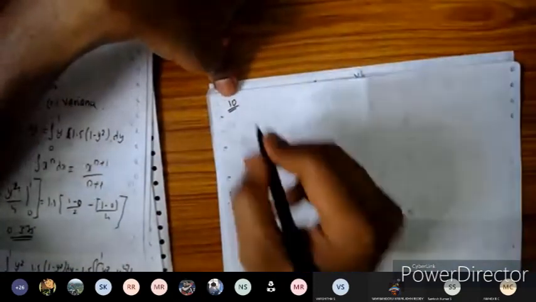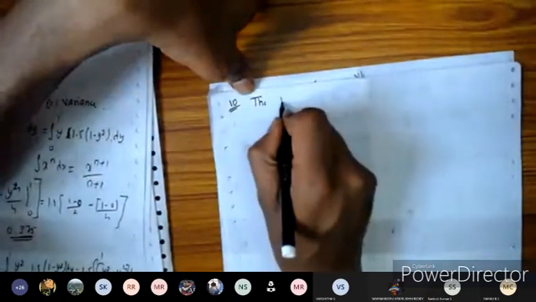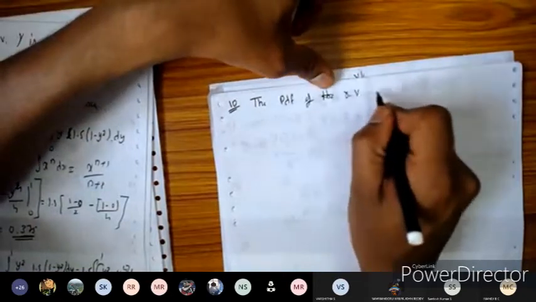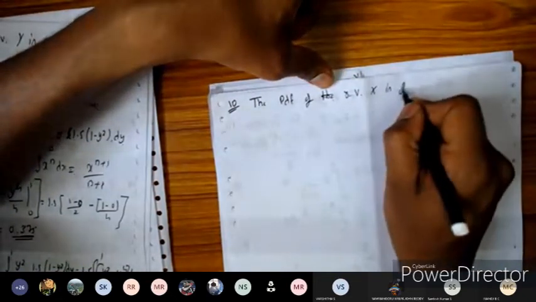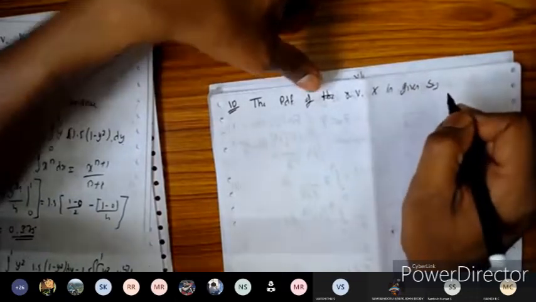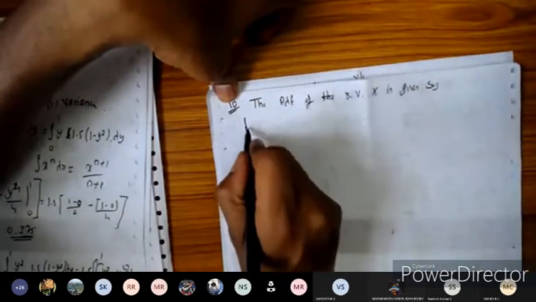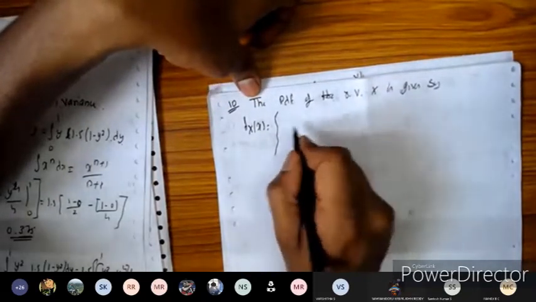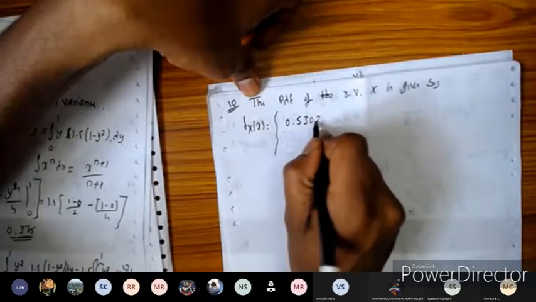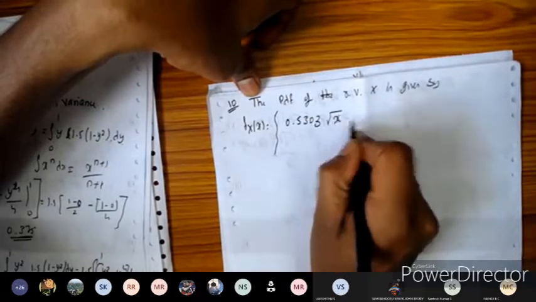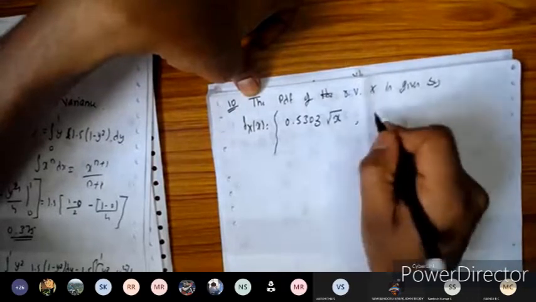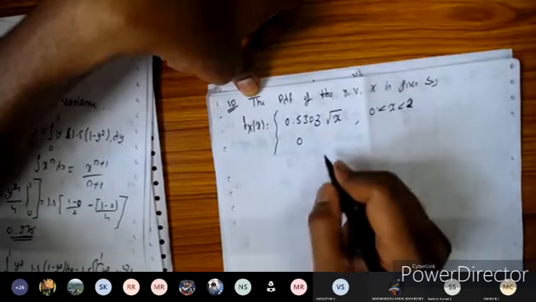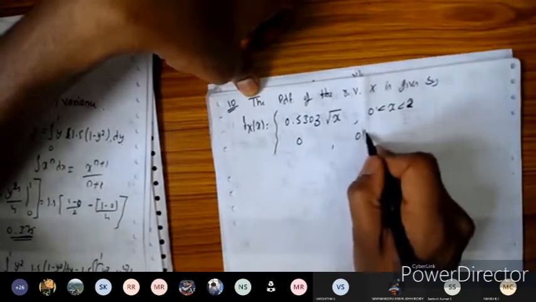So take the PDF of the random variable x. The PDF of the random variable x is given by fx of x is equal to 0.5303 into root of x for 0 is less than x is less than 2, and 0 otherwise.